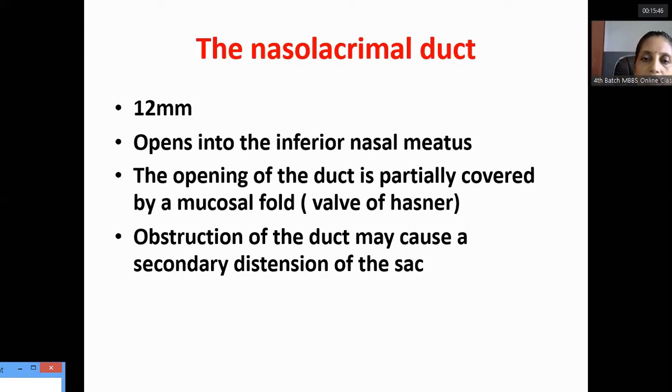So we advise different procedures for these conditions. With obstruction of this duct, there will not be free flow of the tear, so there will be distension of the sac.